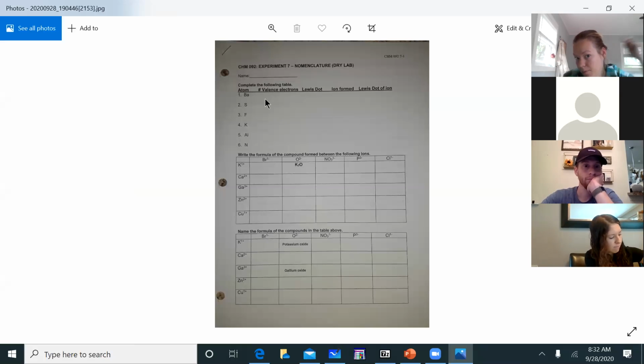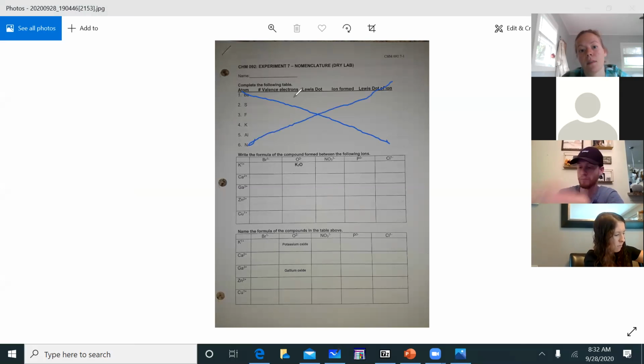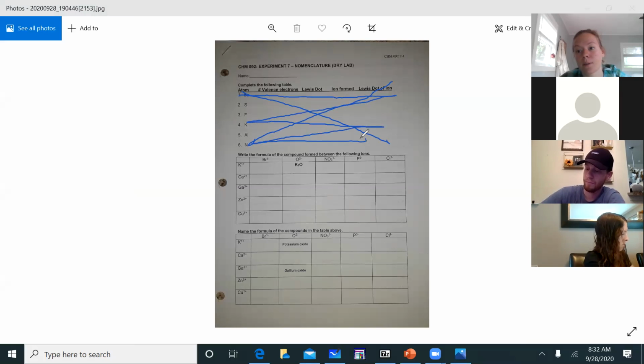So when looking at the lab, the first page where it talks about valence electrons and Lewis dot structures, I just want you to cross this out. I don't want you to do this right now, okay? This is just more work than it's worth explanation-wise. We will come back to this information in a couple chapters, but I don't want to do it right now.